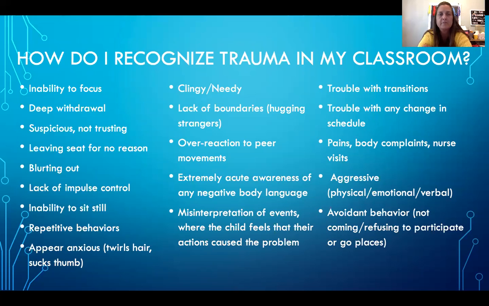So their inability to focus, a deep withdrawal, suspicious and not trusting. They might leave their seat for no reason or blurt out. Definitely a lack of impulse control, an inability to sit still, repetitive behaviors. They may appear anxious by twirling their hair or sucking their thumb. They may be clingy or needy or lack boundaries. They might hug strangers or people that they've just met. They may have an overreaction to the movements of their peers around them.